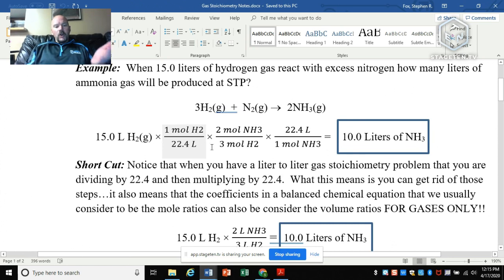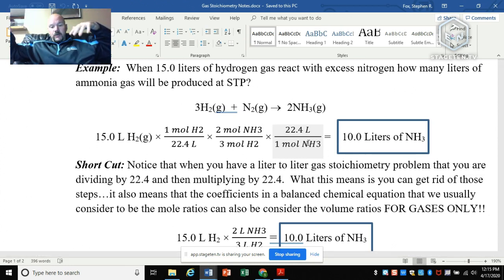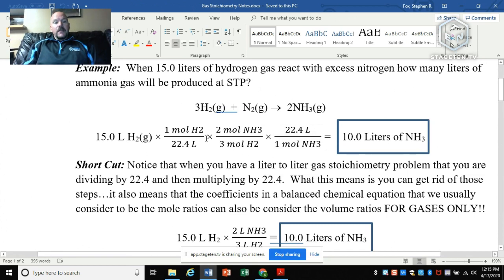So if we went and followed the normal steps for stoichiometry and didn't know that mole ratio and volume ratio were the same thing, we would take our 15 liters of hydrogen, divide by 22.4 because we're at STP here. Then we would do our mole ratio step, and then we would convert to desired units by multiplying by 22.4.